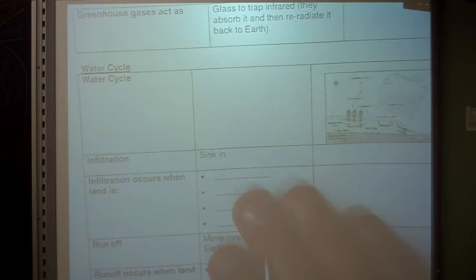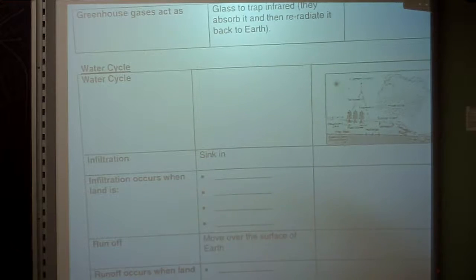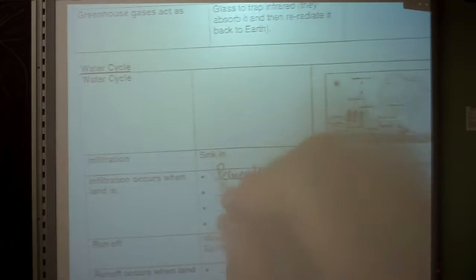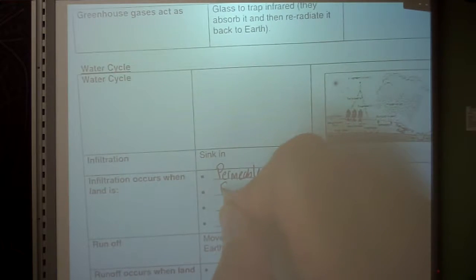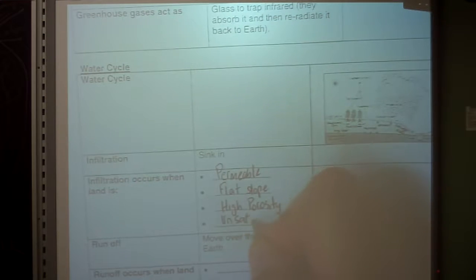Okay, we talked about the water cycle. Infiltration is when water sinks in. Infiltration occurs when the land is, okay, so a couple things on here. We want it to be permeable. We want the land to have a flat slope to it. We want the land to have a high porosity to it, a lot of pore space. And the land has to be unsaturated. It's best if it is dried out.